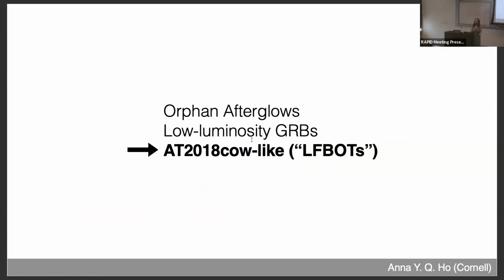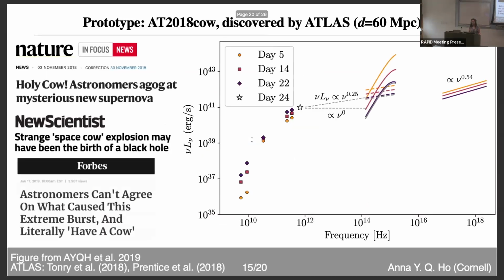Okay, the last group I'm going to talk about is something different. These are transients defined by comparison to their prototype, which was this transient called AT2018cow, or the cow. This event was discovered by ATLAS in 2018. And not only does it have a very fast, blue, and luminous UV optical transient, but importantly, it has luminous emission across the electromagnetic spectrum.